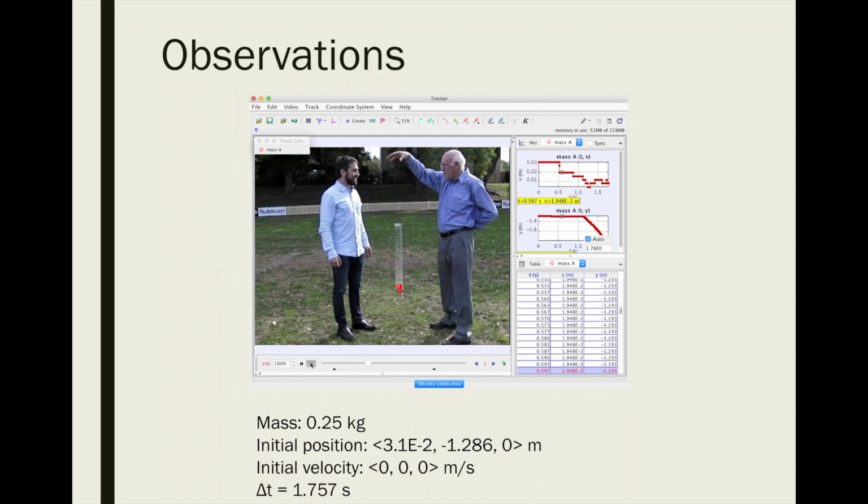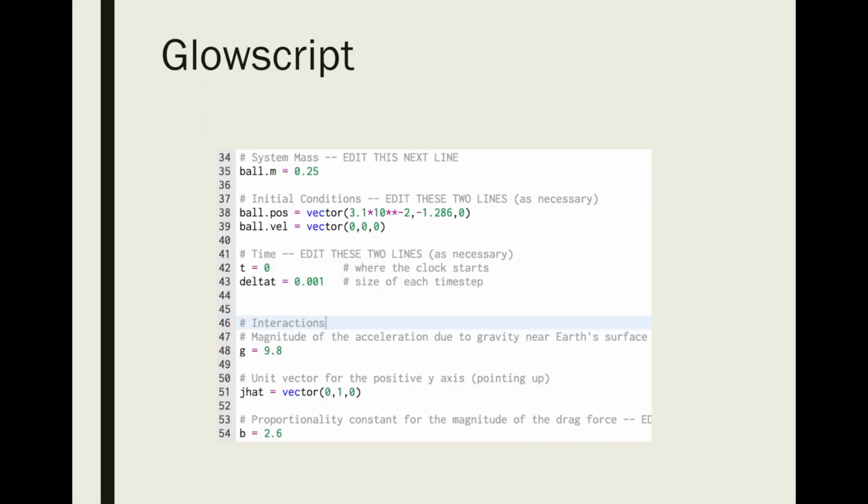The mass of the object was 0.25 kilograms, estimated by the average metal slinky, and the initial position of the object is located at 3.1 times 10 to the negative 2 meters in the x component and negative 1.286 meters in the y component. The amount of time it takes for the slinky to reach the ground is 1.714 seconds, and since the object is being dropped from rest, the initial velocity is 0 meters per second in all components. As the velocity of the object increases, it is proven that there are forces interacting on the object.